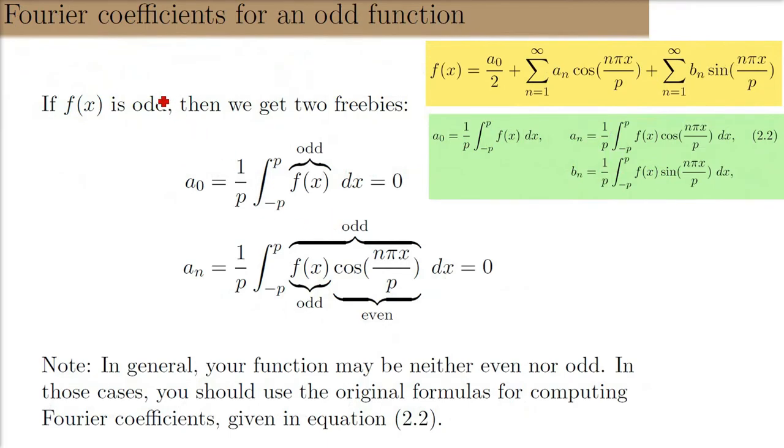Then if f(x) is odd, an odd function integrated from negative p to p, or negative x to x, will be 0, because a0 is the integral of f(x) dx. f(x) is an odd function, so this will give you 0. a0 will not be there. For an, f(x) is odd and the cos part is even, so the product is odd. Again, the integral from minus p to p will give you 0. So when you have an odd function, a0 and an, just forget it. You just have to compute bn.